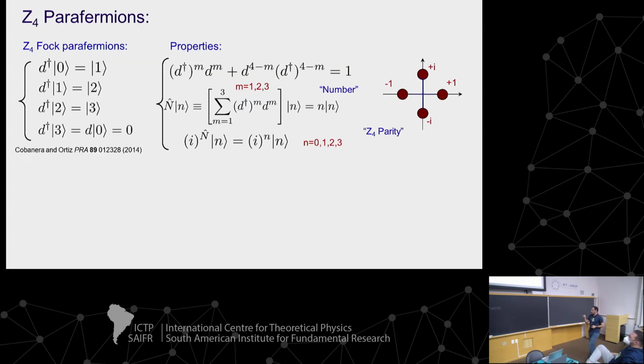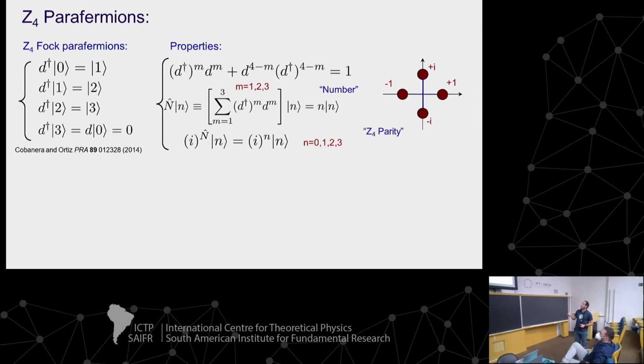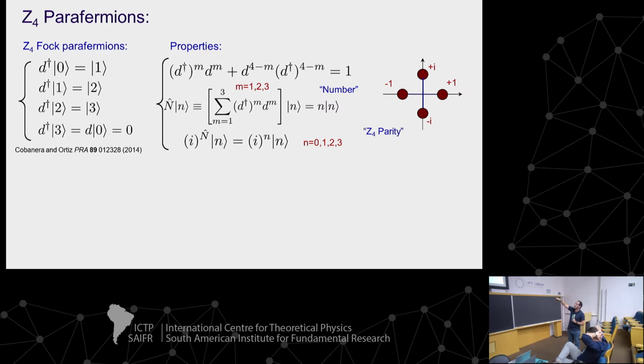You now also have a well-defined parity operator, but now this is Z4, meaning that instead of plus 1 and minus 1, you have four numbers: plus 1, plus i, minus 1, minus i. And you can rotate around these. Each of these states are eigenstates of these operators.